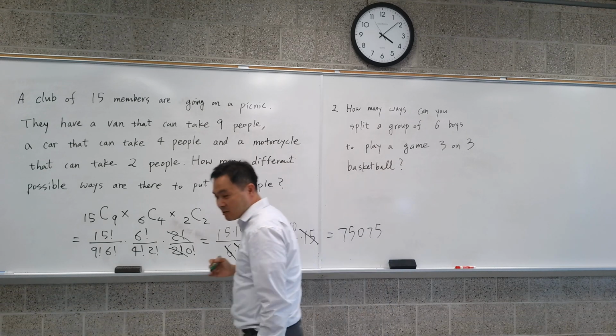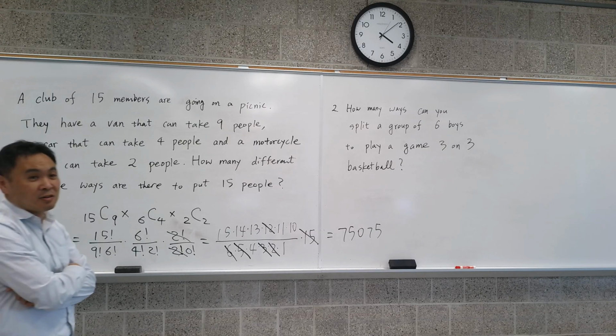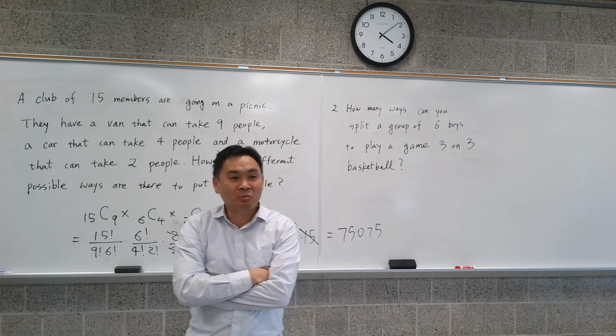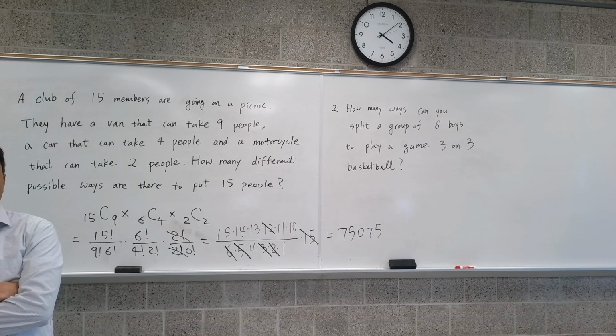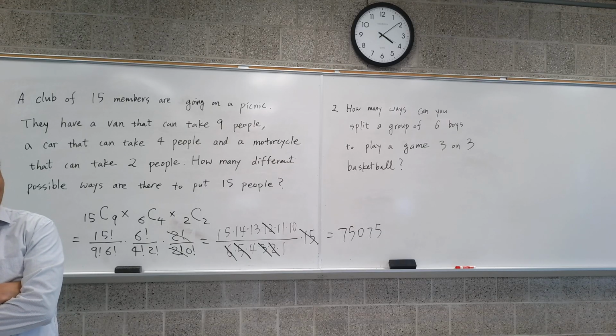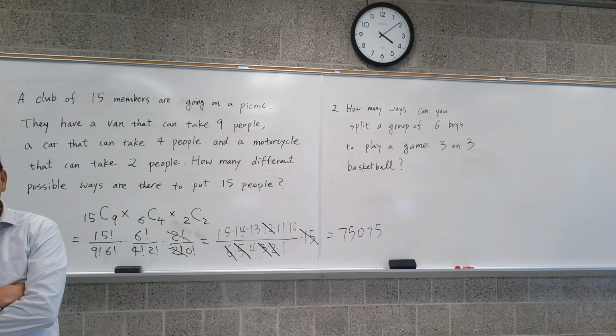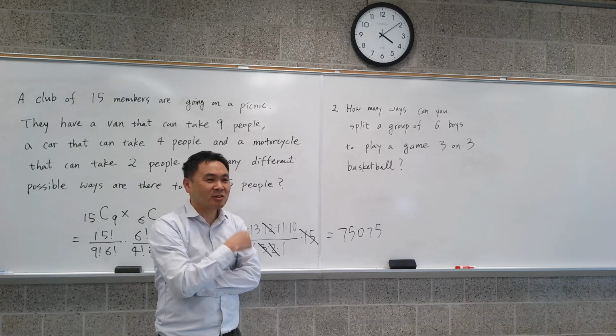Think about this. 6 people, and you're trying to choose 3-on-3. That's a much simpler question. And it's pretty realistic too, right? You may have 6 people one day, and then you're trying to form a basketball game of 3-on-3. How many different ways are there? Is it just 6?